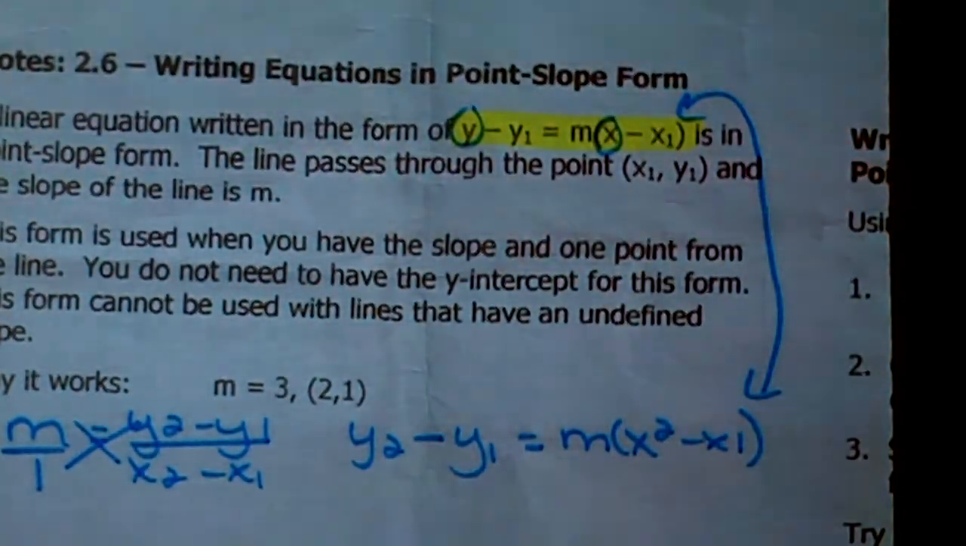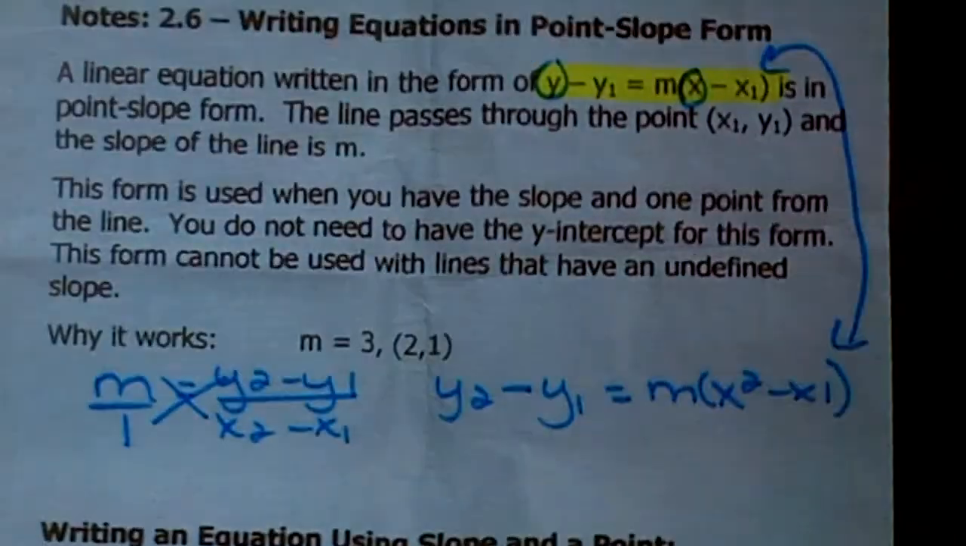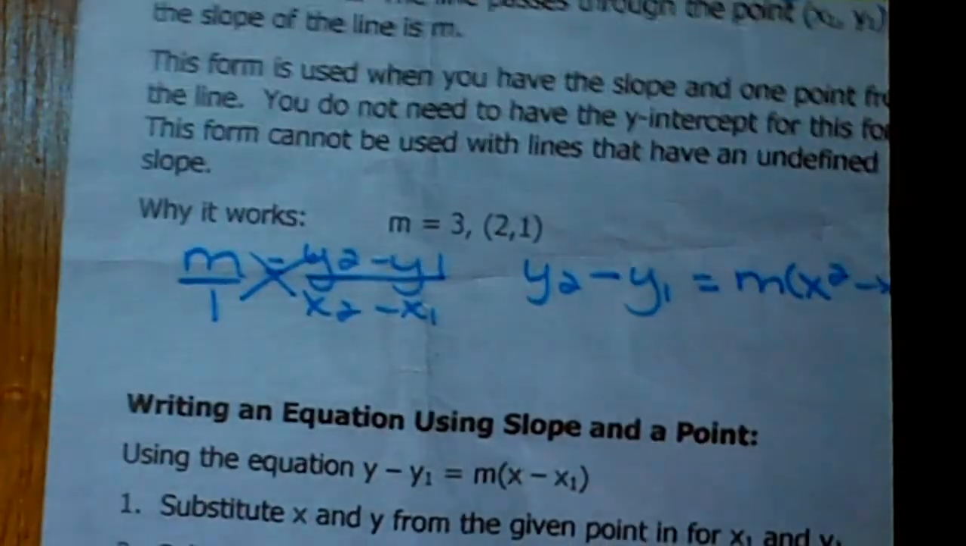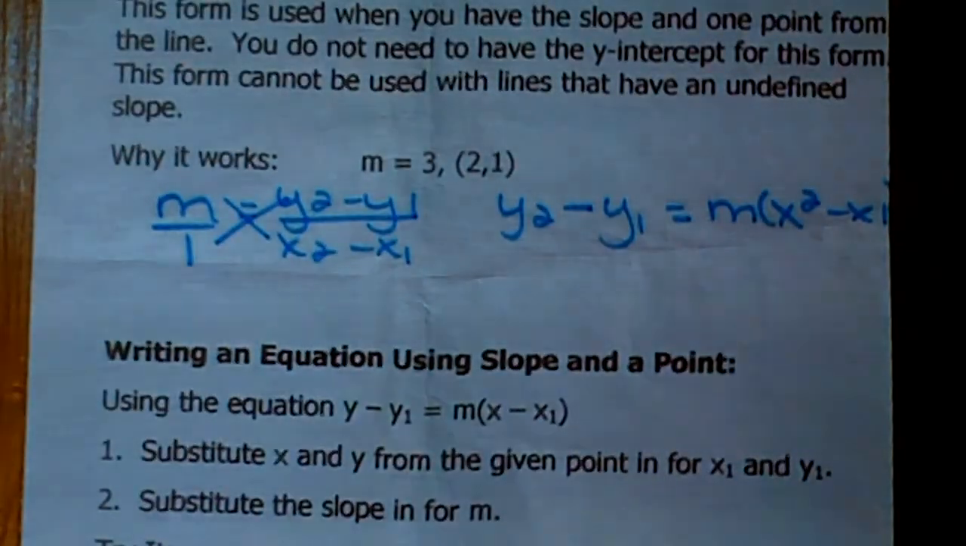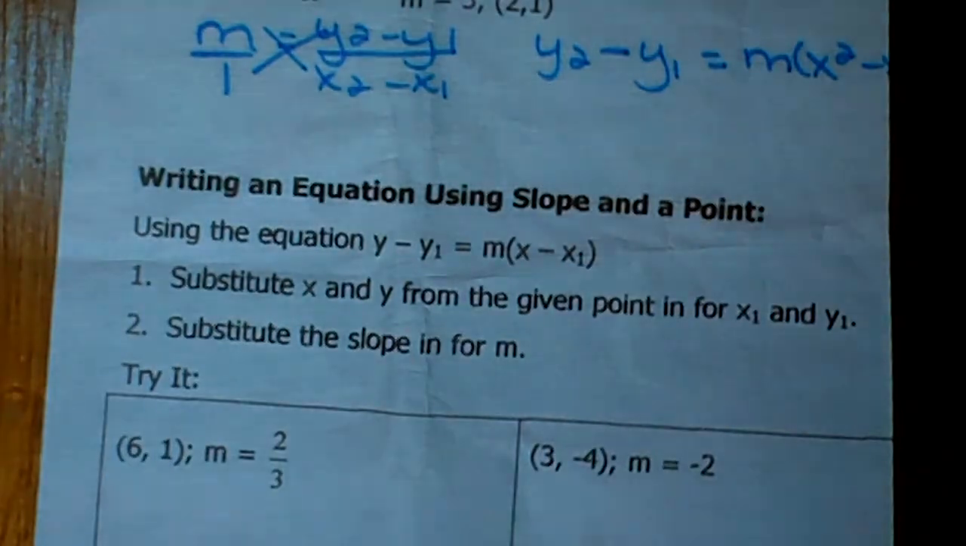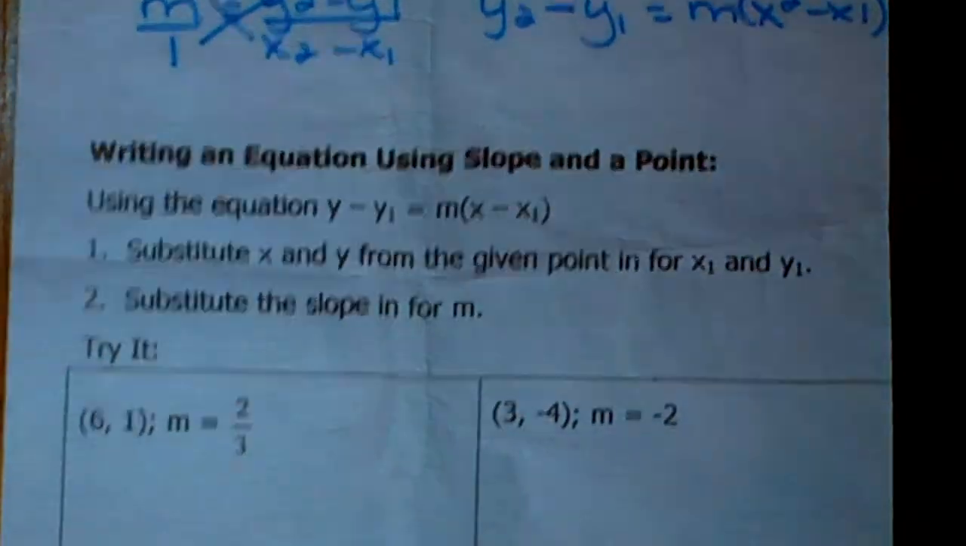Just like when you arrange a standard form equation back into y equals mx plus b, you can rearrange these back into y equals mx plus b. They're all the same. Okay, so basically, I want you to be able to write an equation using slope and a point in this form for starters. So you're going to be given a slope and a point. You're going to want to plug in x and y for your x1 and y1, and plug in your slope for the m. So let's try it.